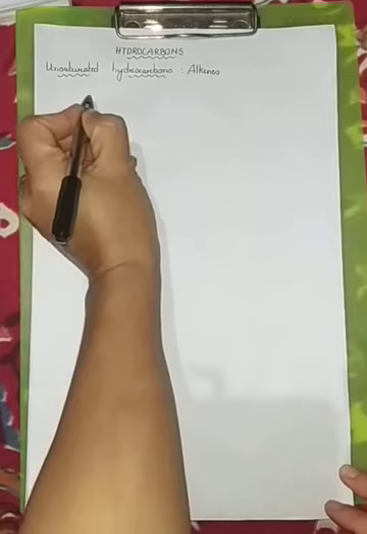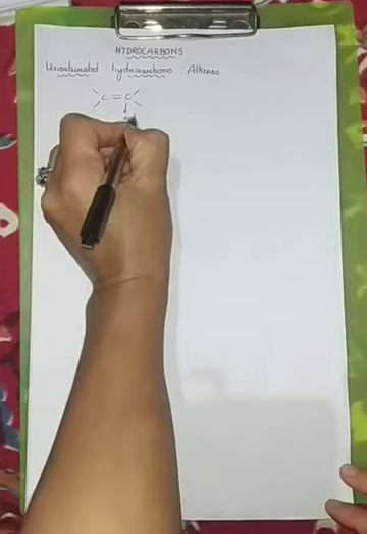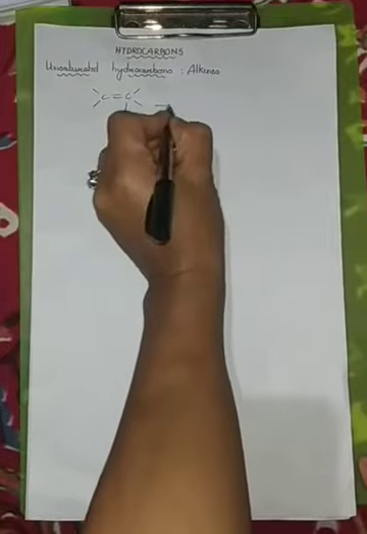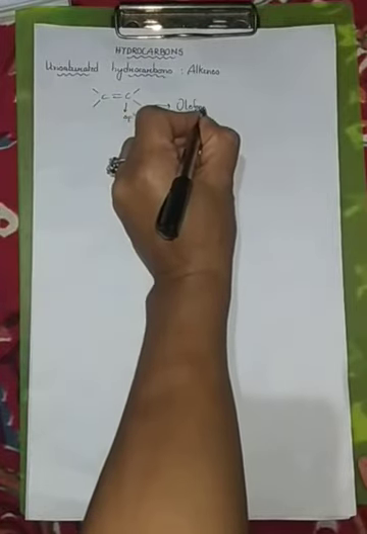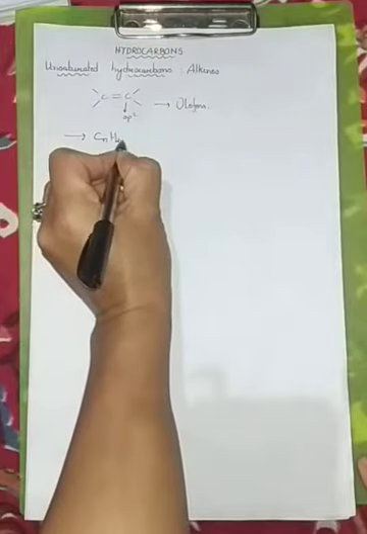Hello everyone, today we'll be discussing the unsaturated hydrocarbons, that is alkenes. Now what are alkenes? Alkenes are the unsaturated hydrocarbons containing at least one carbon-to-carbon double bond, where the carbon atom is sp2 hybridized. Alkenes are also known as olefins, and the general formula for alkenes is CnH2n, where n starts from 2.